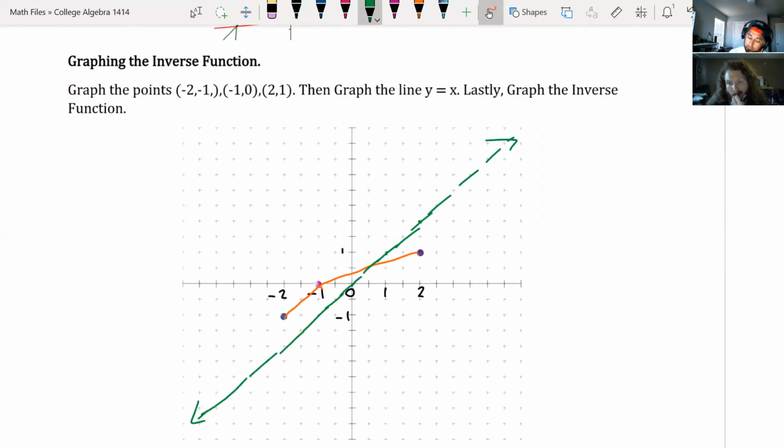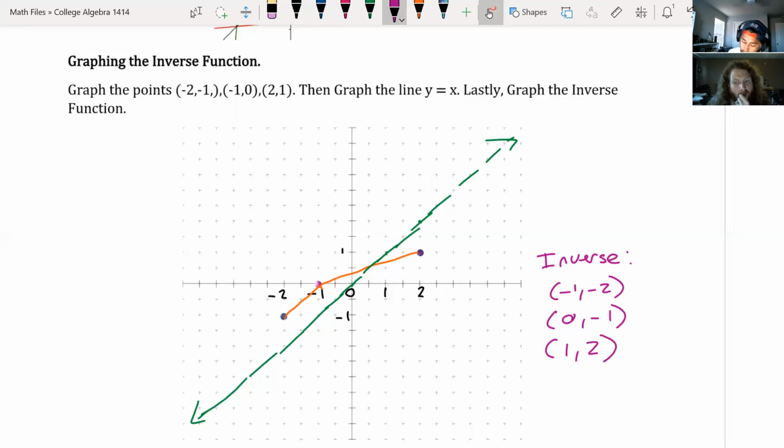Okay, so now let's plot the other function, the inverse. And all we're going to do, since it's a one-to-one function and it has an inverse, your x and y values will swap. They'll flip over. So let me write that over here. I'll say the inverse. This means -2, -1 becomes -1, -2. And then -1, 0 becomes 0, -1. And 2, 1 becomes 1, 2.